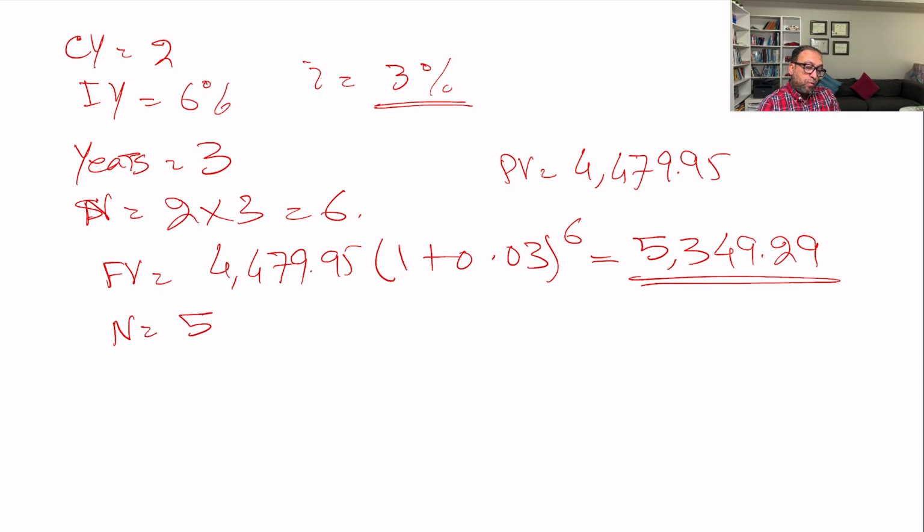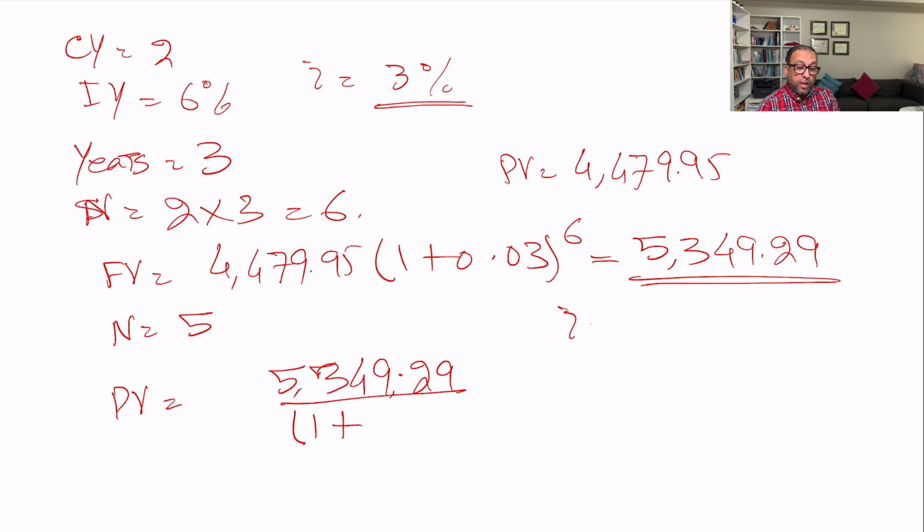Now we want to find out the present value. So present value is future value, which is 5,349.29 divided by 1 plus I, in this case 11 divided by 4. So 11% divided by 4 is 2.75%.